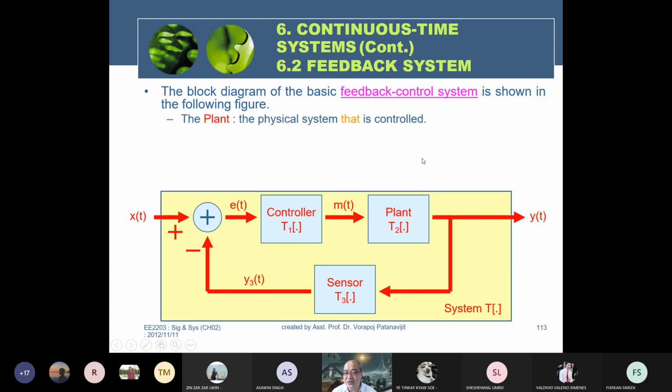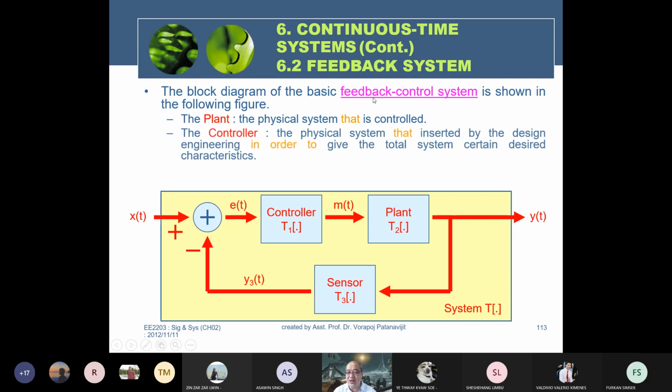The plant is the process, the physical system that is used to control. The controller is the physical system that is designed by the engineer in order to give the total system certain design characteristics, and the sensor is the physical system that measures the signal to be controlled. And you can see that today a lot of equipment is already so smart. That's why it uses feedback control. That's why we call them automatic.